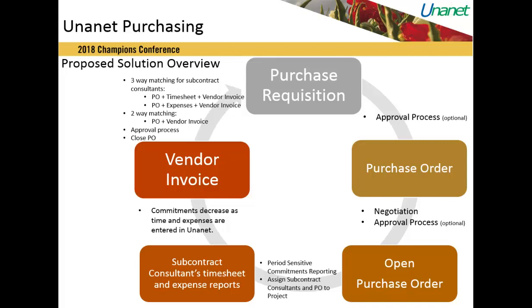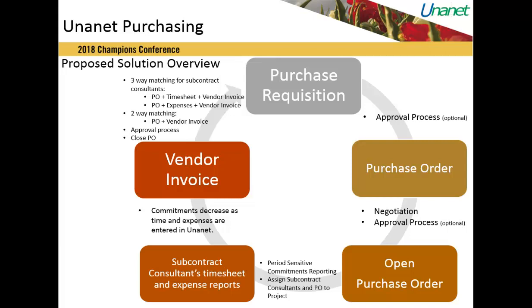If you elect to have your subcontractors entering their timesheets and their expense reports in your Unanet system, your commitments will decrease real-time. Additionally, your vendor invoices will automatically be created from your subcontractor timesheets and expense reports just at a click of a button, giving you a three-way match between PO, timesheet, and vendor invoice, or PO, expense report, and vendor invoice.